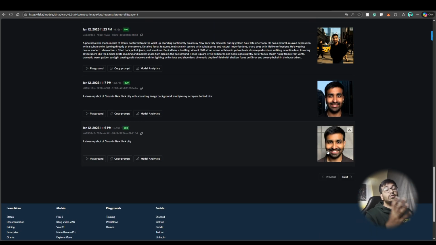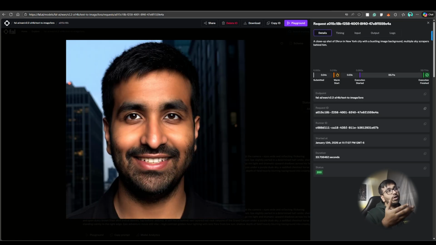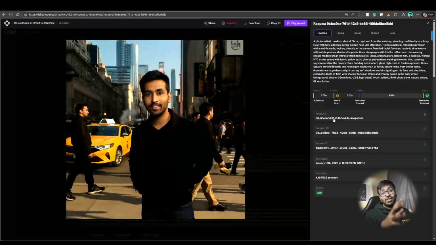Close-up shot of Dhruv in New York City. Amazing results. At least it doesn't look like some weird alien is in there. The second one is even getting better. So I said it's a bustling image, bustling shot. Now it got really good. So if you write really long prompts, it gets things done.